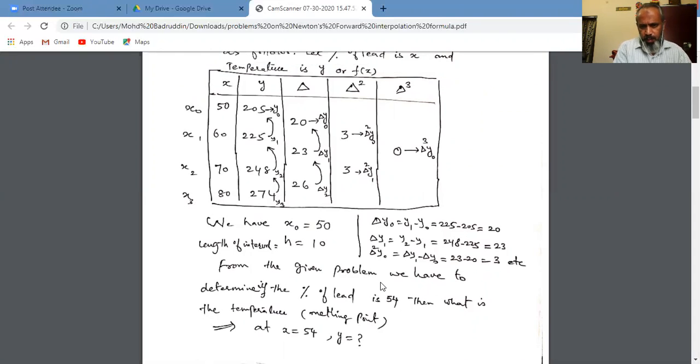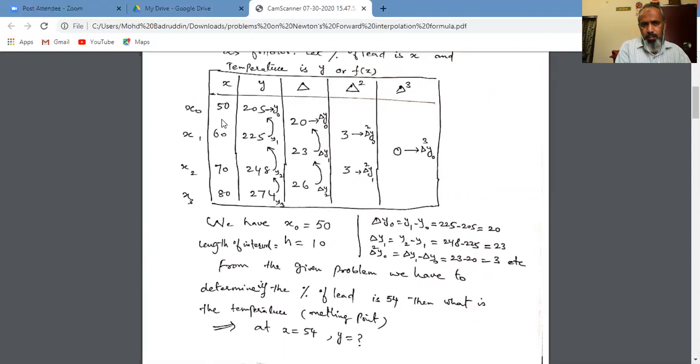Now from the given problem we have to determine the melting point when the percentage of lead is 54. That means at x is equal to 50, the melting point is 205, and at x is equal to 60, it is 225. Now we have to determine what will be the melting point of the lead at x is equal to 54. If the percentage of lead is 54, what will be the value of the temperature or melting point?